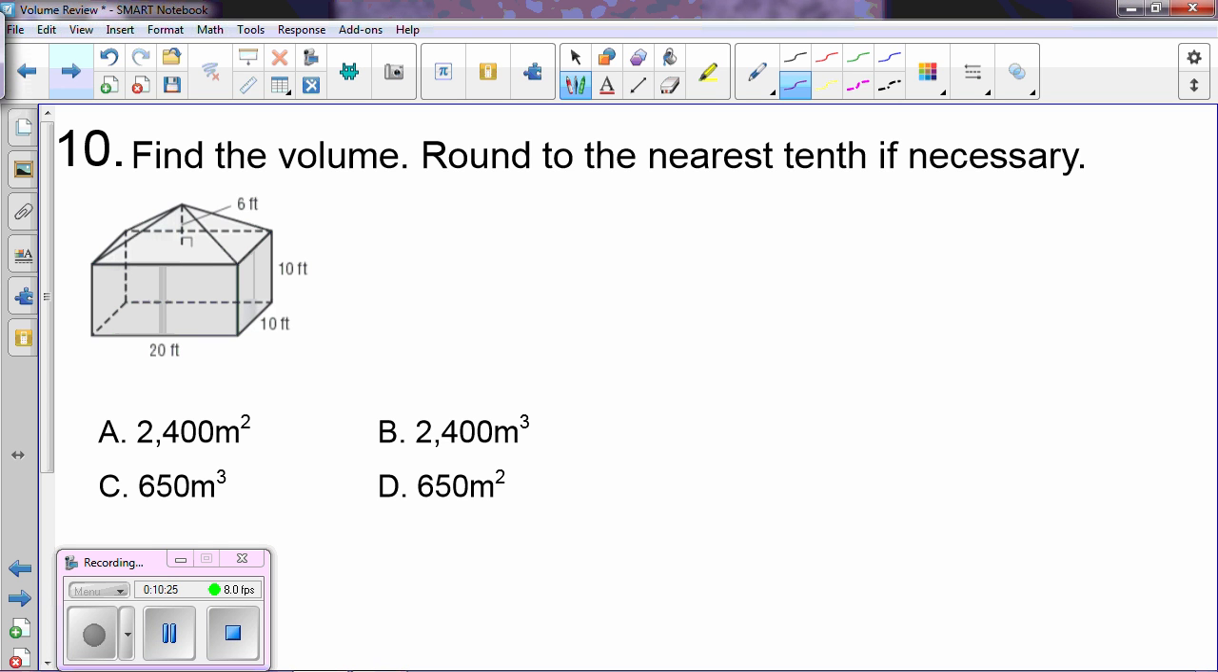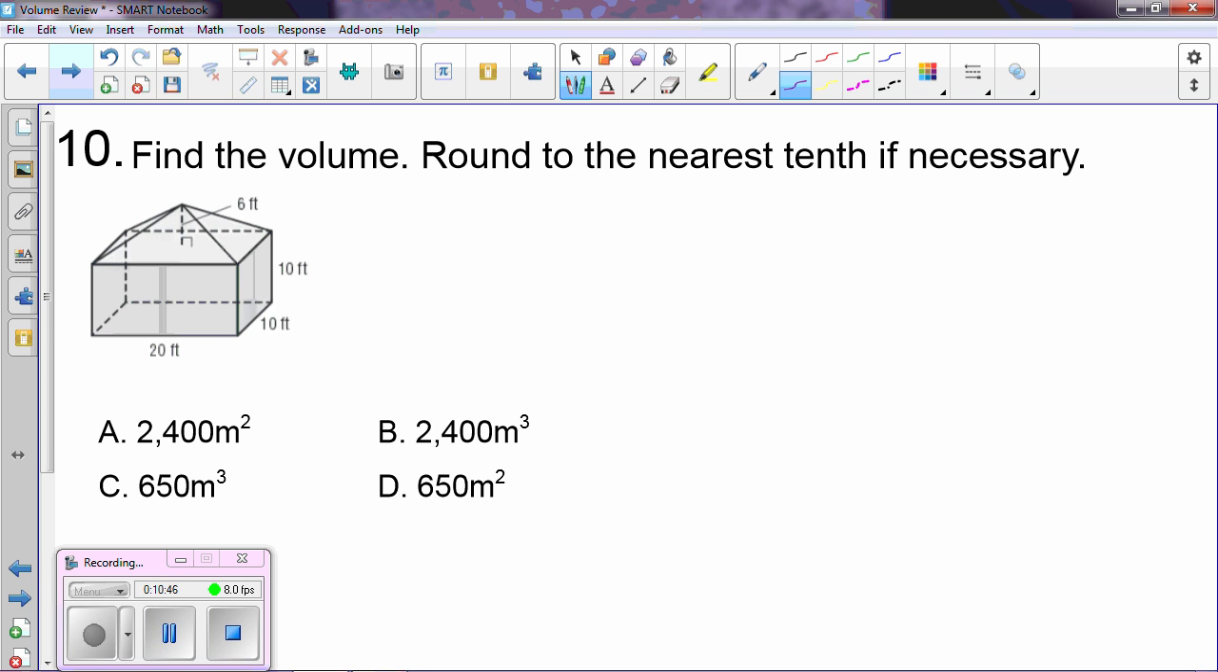Composite figure. Find the volume of the composite figure. Composite figures for volume are a little better than composite figures for surface area because we're trying to figure out how much water, for instance, we can fit inside of these two figures. You don't have to worry about subtracting out that extra piece. We just have to find them separate and add them together.